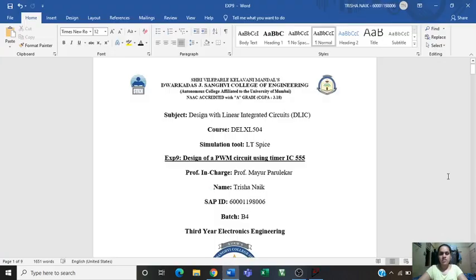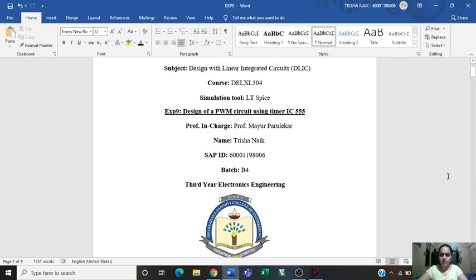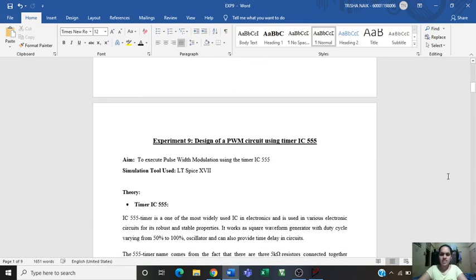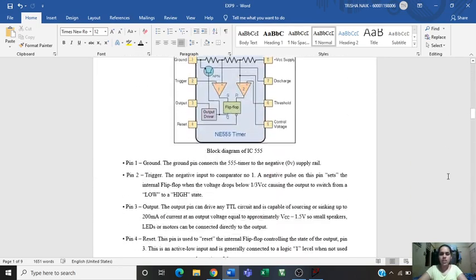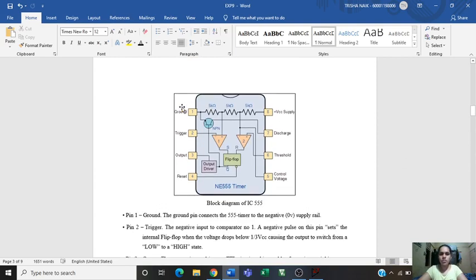Hello everyone, this is Trisha Naik from TE Electronics, and today I am designing a PWM or pulse width modulation circuit using timer IC 555. The 555 IC gets its name because of the three 5 kilo ohm resistors connected internally.